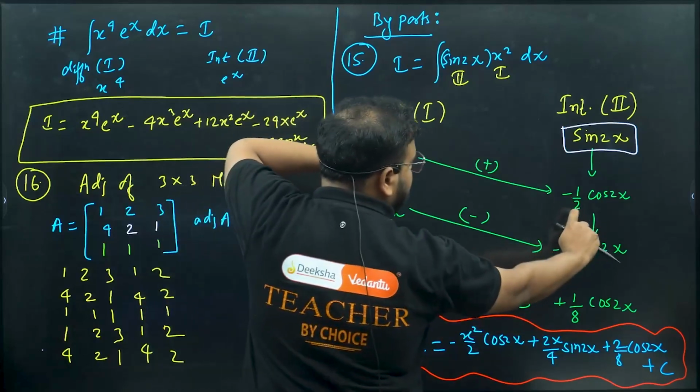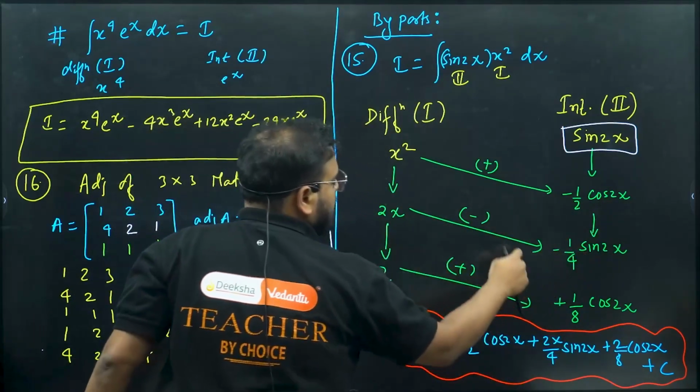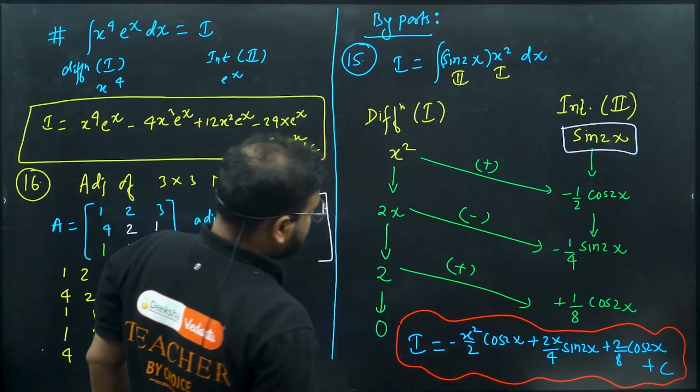X square into minus 1 by 2 cos 2x, first term, so minus x square by 2 cos 2x. Next is 2x into this, so minus 2x by 4, excuse me, yes, there's a minus sign.